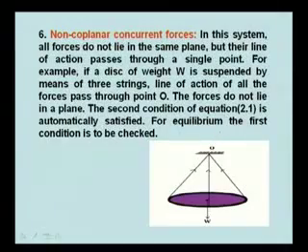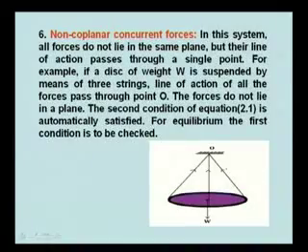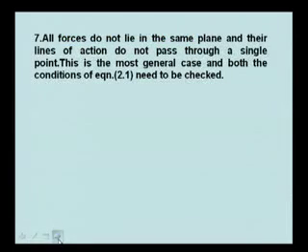Therefore, the second condition of equilibrium is automatically satisfied because all the forces are passing through point O. For equilibrium, the first condition has to be checked. That means the resultant of the forces must be 0. Therefore, if you resolve the forces into 3 components x, y, z, then the sum of the resolved components in the x direction should be 0, in the y direction should be 0, and in the z direction should be 0.